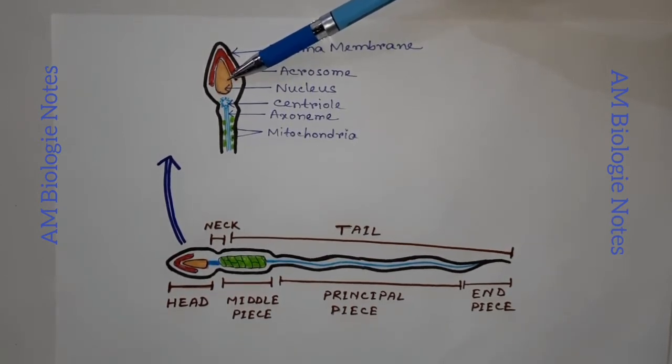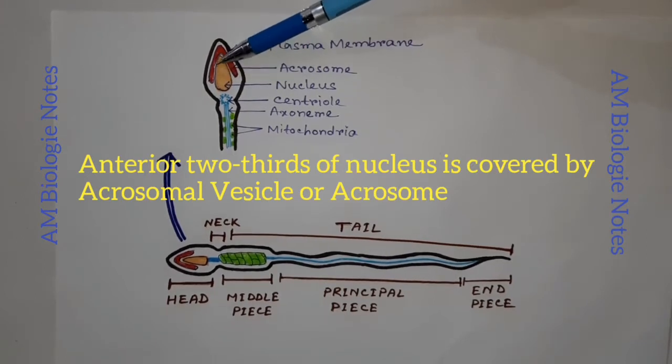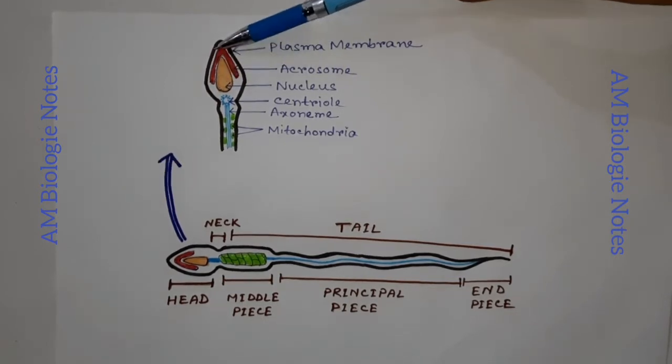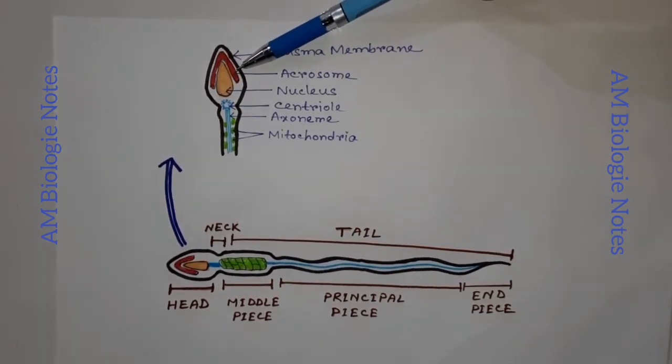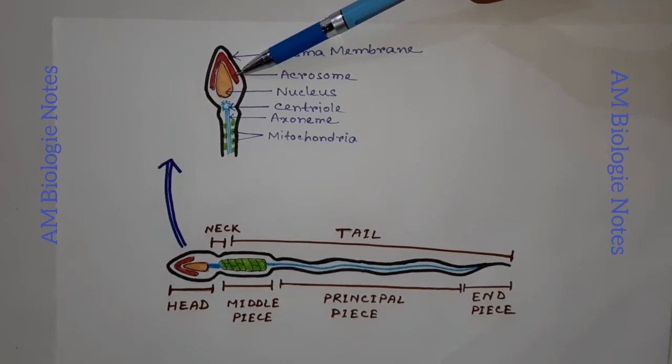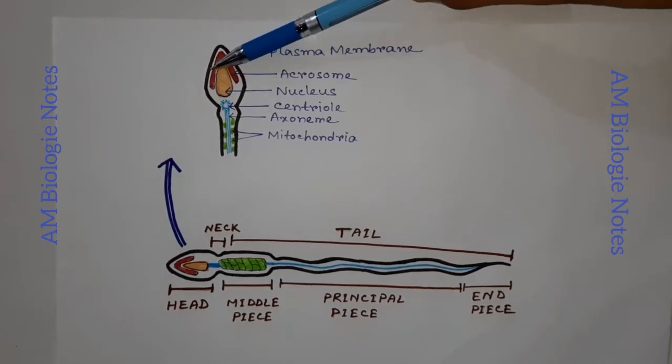The anterior two-thirds of the nucleus is covered by an acrosomal vesicle or acrosome. It looks like a cap, so it is also called the acrosomal cap. It is actually a modified secretory vesicle.